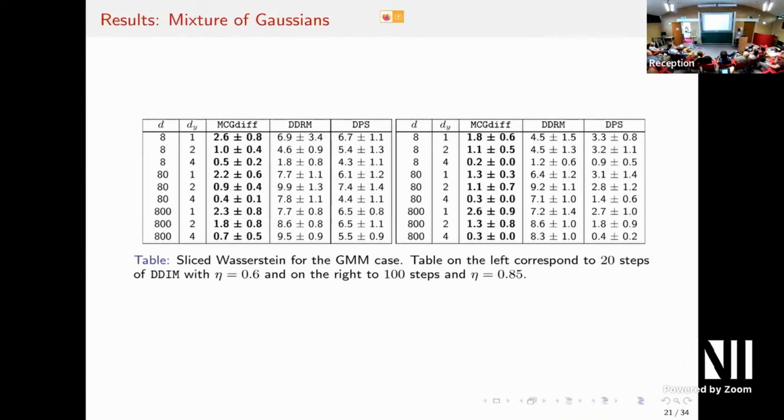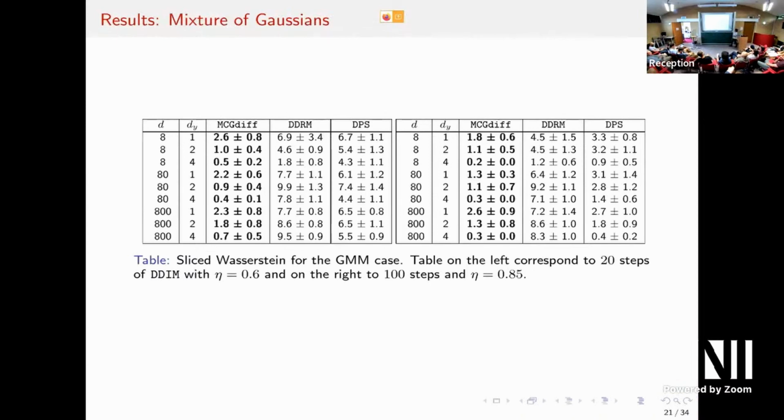Then we have this more interesting result. We generated several different linear measurement systems, and we calculated the Sliced-Wasserstein distance between our true posterior and the samples that we obtained from each of the algorithms. This table here is 20 steps of the DEM. This table here is 100 steps of the DEM. You can see that we have smaller Sliced-Wasserstein for all the cases.